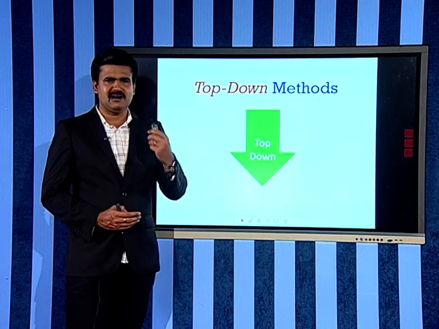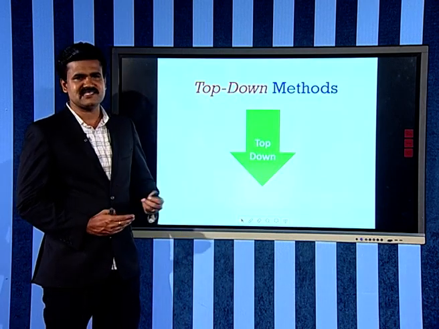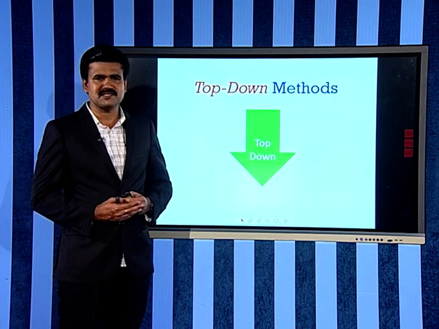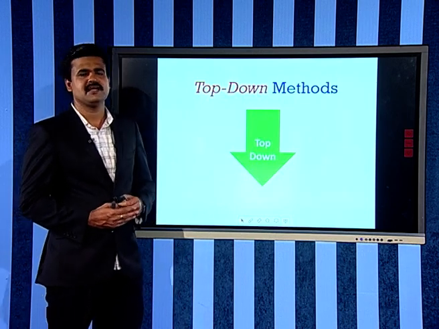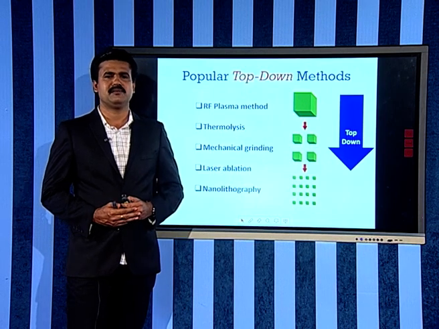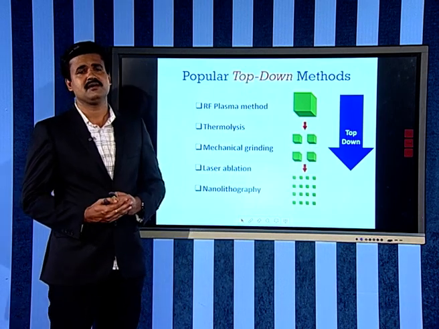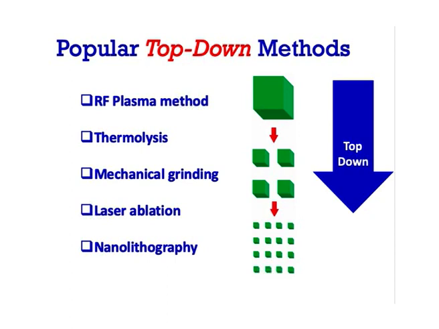Now, we have to discuss the various top-down methods. We can have a glimpse of various top-down methods. What are the popular top-down methods? There are an enormous number of top-down methods, and some important methods we are discussing here are the RF plasma method. RF stands for radio frequency. Then thermolysis, mechanical grinding, laser ablation, and nanolithography. In this presentation, we are discussing all these methods in somewhat more detail.